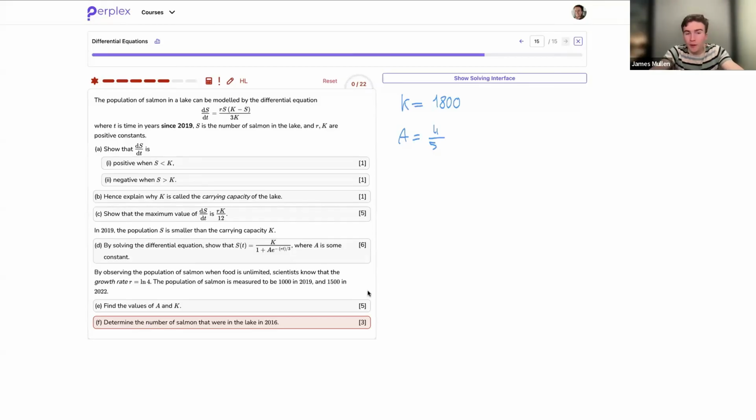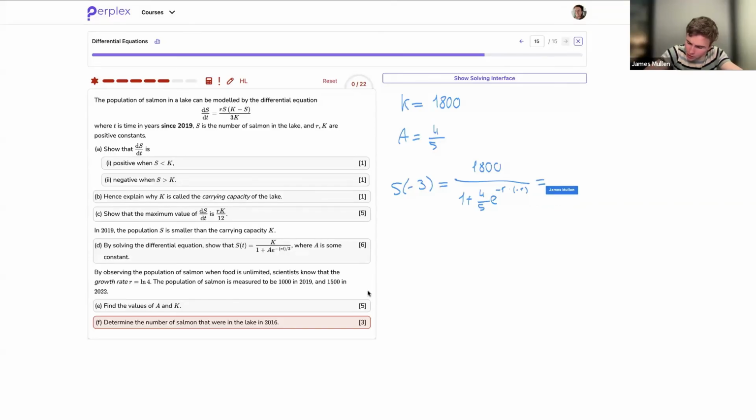And therefore, what we can do is take this model, which was derived, by the way, without assuming anywhere that the time was positive. We didn't do that anywhere. And so this model is actually going to work for negative times. So I can find s of negative 3. And that's going to give me k, which is 1,800, over 1 plus a, so 4 over 5, e to the negative r times t over 3, which is now going to be minus 1.